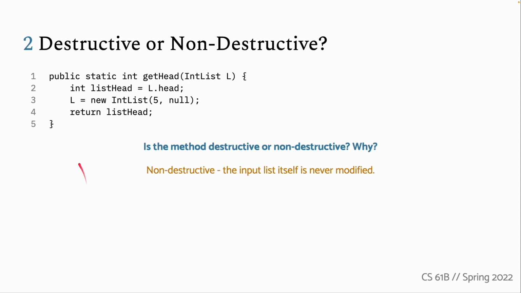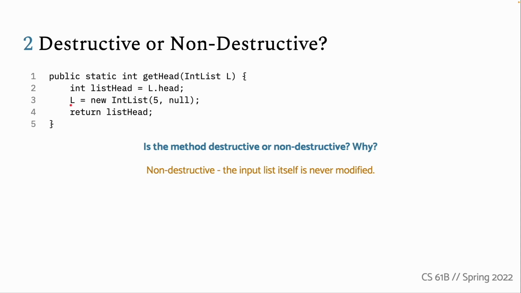So is this method destructive or non-destructive, and why? So like we talked about earlier, the idea behind a destructive method is that it modifies the int list that this variable points at. So this doesn't happen during this function. So here we're creating a new int and we're copying over the value of L.head into this list head. That doesn't do any modification to L.